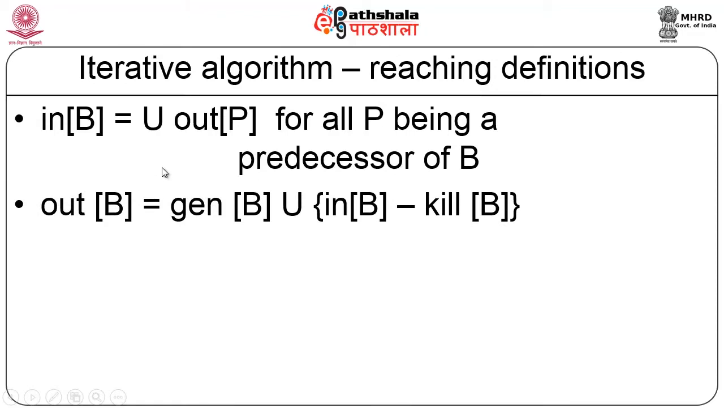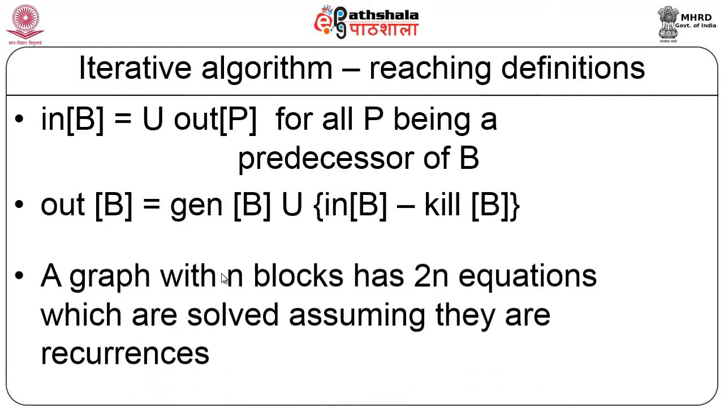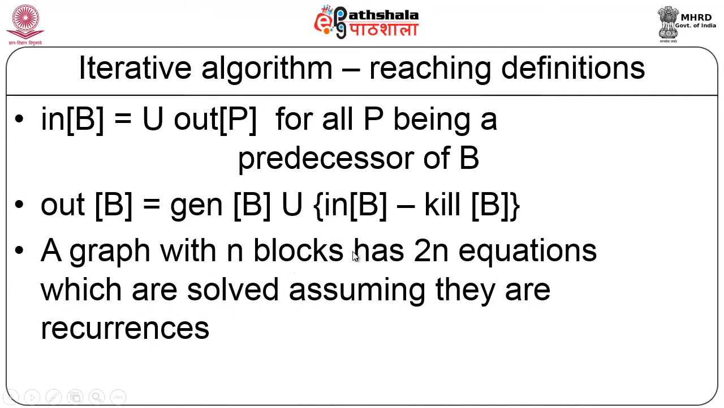Then after computing this, out of B will be gen of B union in of B minus kill of B. So, after computing the new in, you can use that in to compute your actual out of a particular basic block. Again it is done block by block, not statement by statement. Whatever we defined as statement is now converted to a particular block. A graph with n blocks will have 2n equations of this nature, and these equations have to be solved, and are solved assuming that they are going to be recurrences.